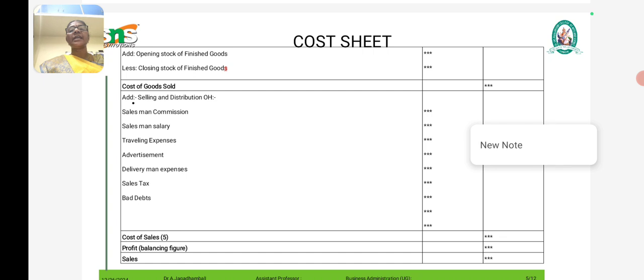So by adding these, we find the cost of sales. After the cost of sales, we find a particular amount, then we calculate the sales amount. From the sales amount we less the cost of sales, and we get the profit, that is the balancing figure. If sales are a high amount compared to the cost of sales, it is a profit; if the sales amount is low, it is a loss. We concluded that.